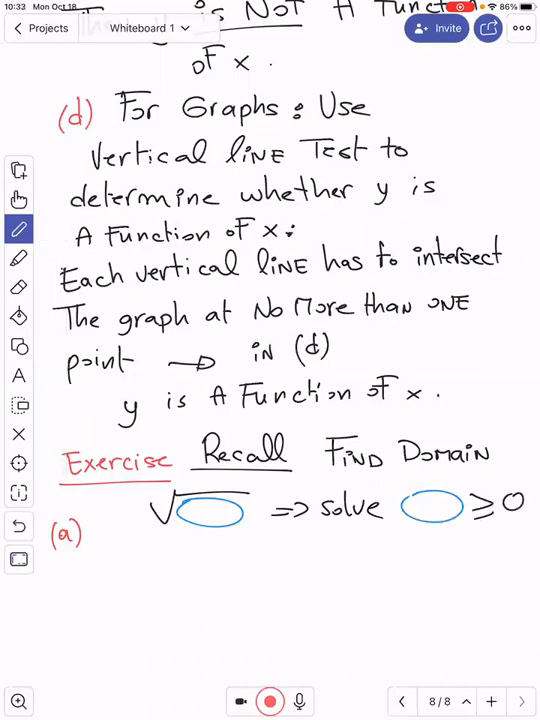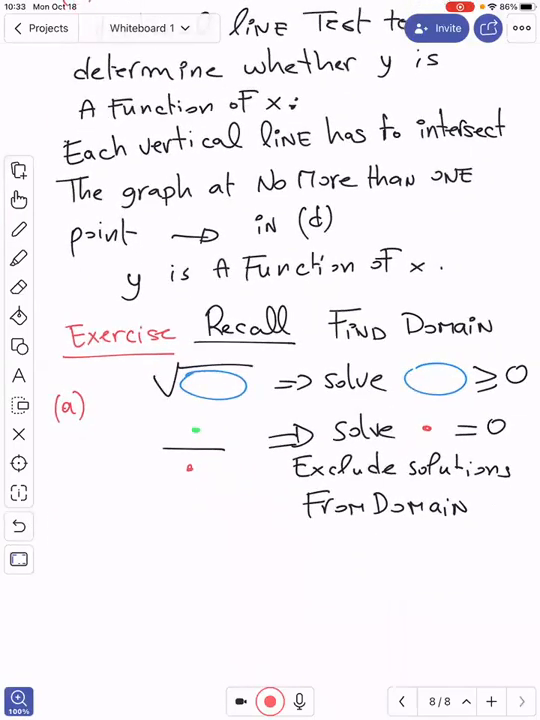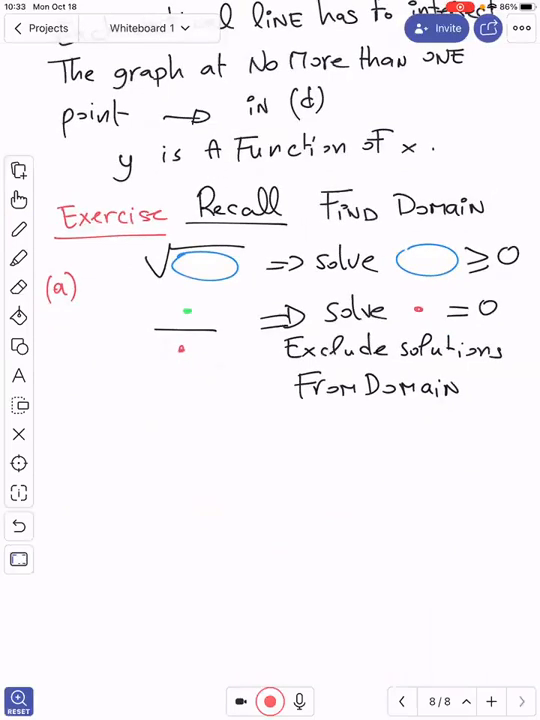Now if you have a fraction, for example, then you have to solve the denominator equal to 0, and you exclude the solutions from the domain. So that's the idea. It's either a square root or a fraction.